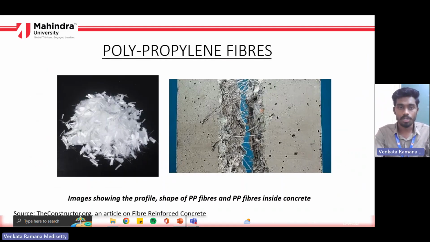So this is how polypropylene fibers look. Their texture is very fragile, and these are basically short fibers, which are 13 in size. But when you see the picture, this is how they bridge the crack. This is how they enhance the compression and tension.